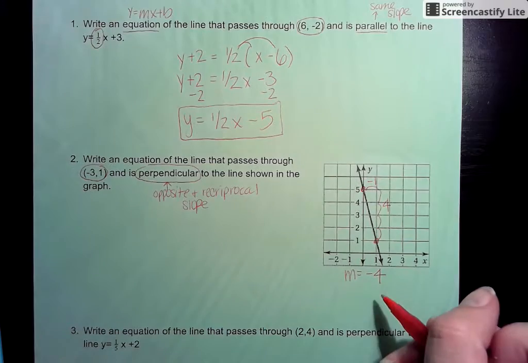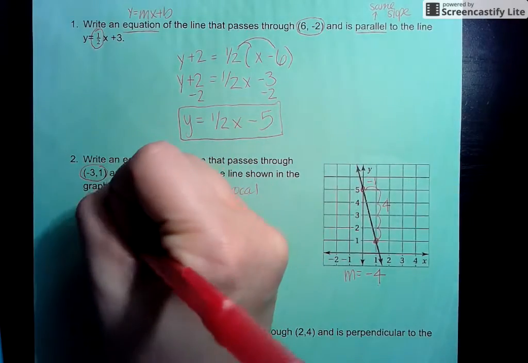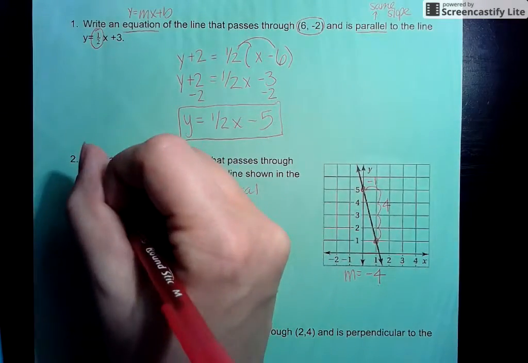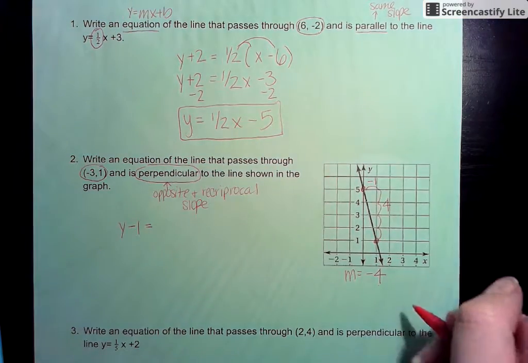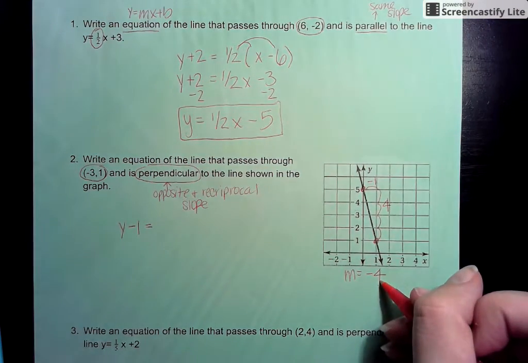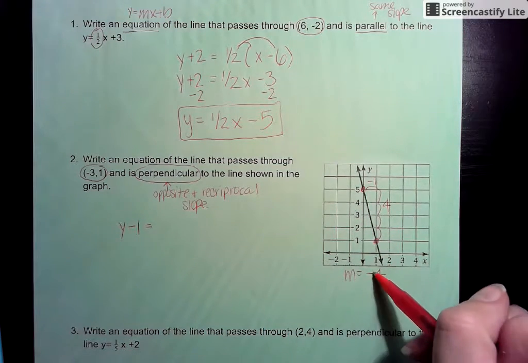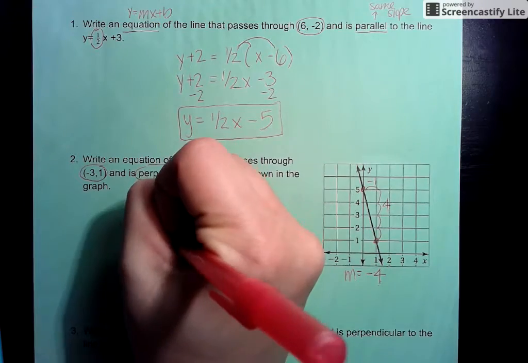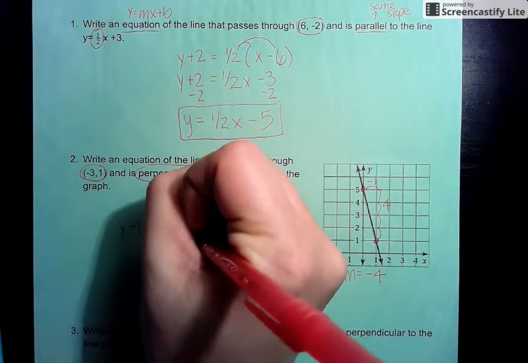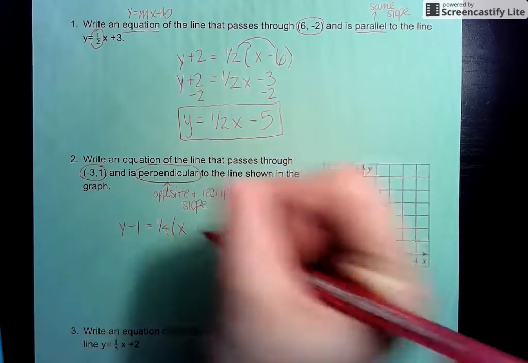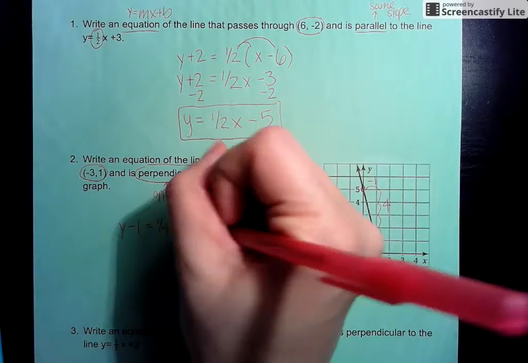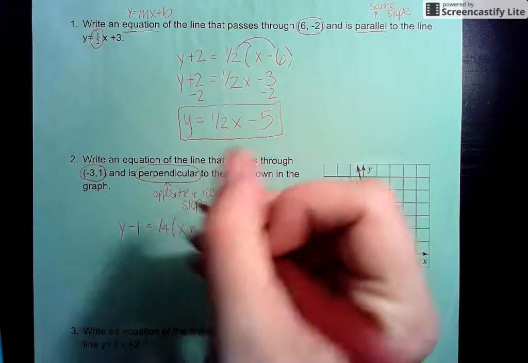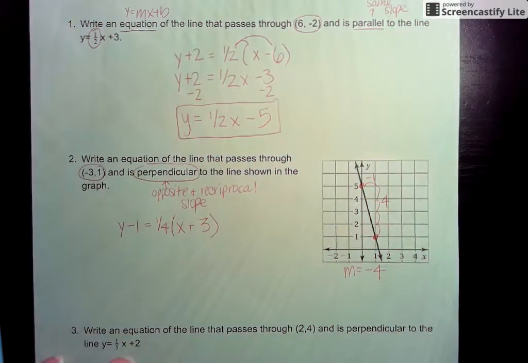Now the slope has to be the opposite and the reciprocal. So I'm going to start my equation. So I have y. I'm going to take the 1 minus 1 equals, my slope is going to be the reciprocal, which would be -1/4. And because it is a negative, it's going to turn into a positive. So it's +1/4 times x minus, or actually it's going to be a +3 because it is a minus here, so it's always the opposite.